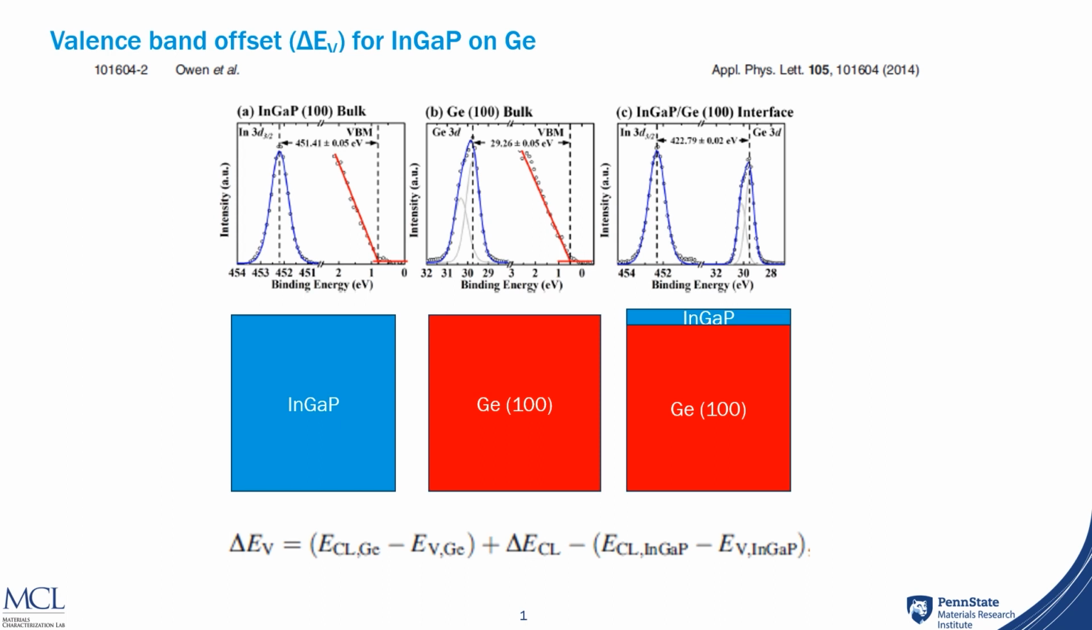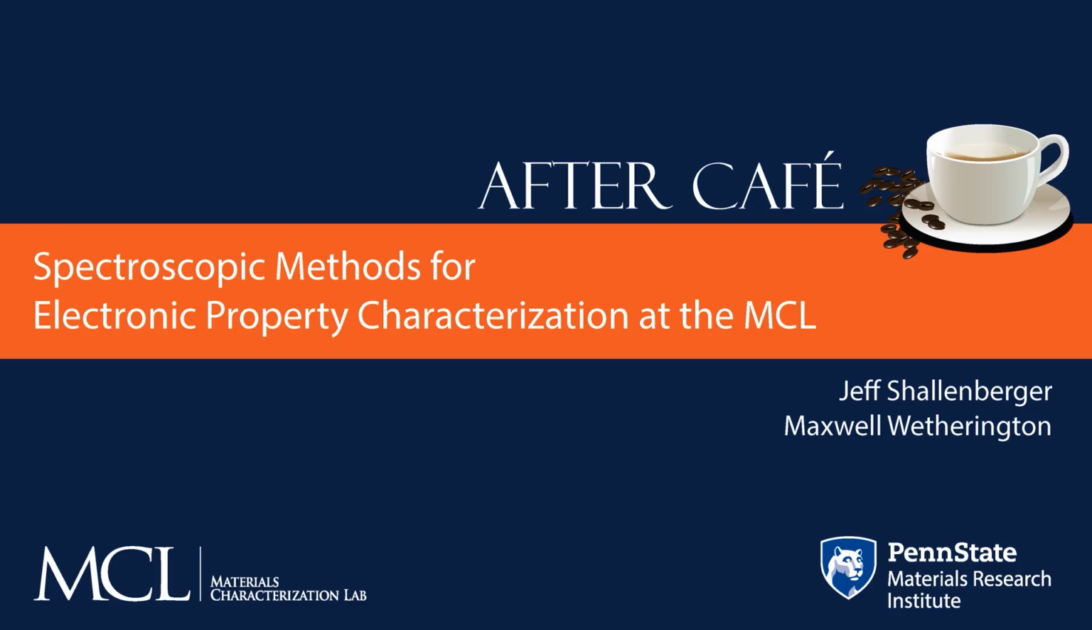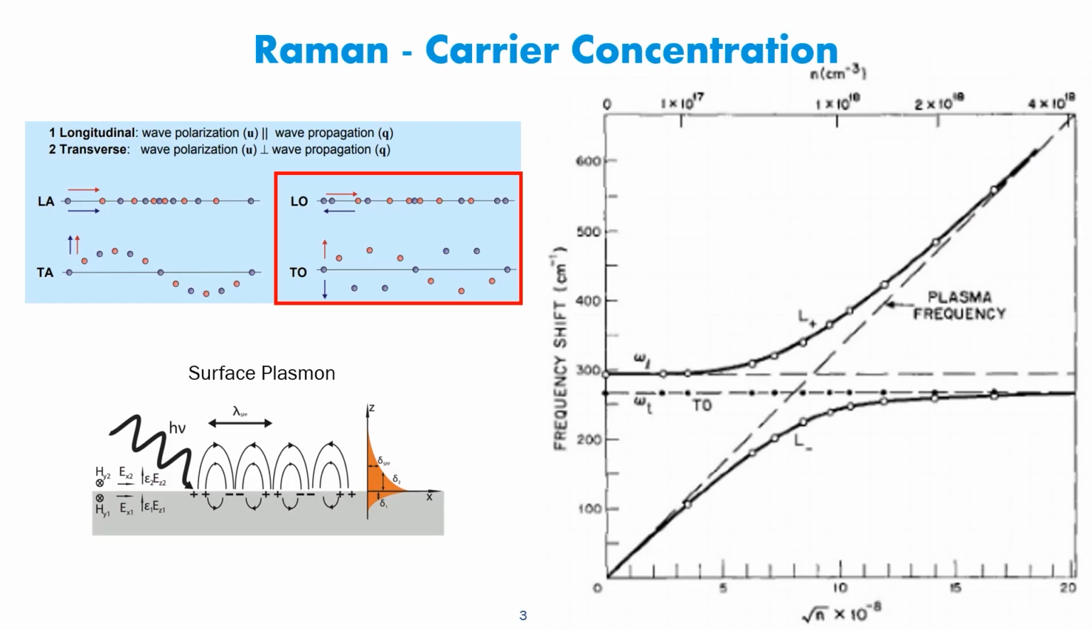Thanks, Jeff, for sharing the many ways through which we can study the electronic band structure of your material. My name is Maxwell Wetherington, and I'm going to talk to you about ways for us to measure the carrier concentration in your materials via Raman spectroscopy. Raman spectroscopy is an inelastic scattering technique, and in a crystalline material, that means that we're actually studying lattice waves that propagate through your material, also referred to as phonons.